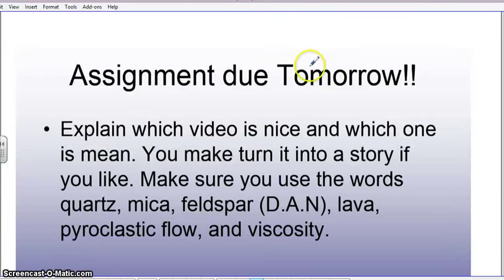All right, so your assignment that is due tomorrow. You have to explain which video is nice and which one is mean. You may make it into a story if you like. You don't have to. Just make sure you use the words quartz, mica, feldspar, Dan. Make sure you talk about how their lava is different or the same. Talk about what pyroclastic flow is, and talk about how they are when you talk about viscosity.